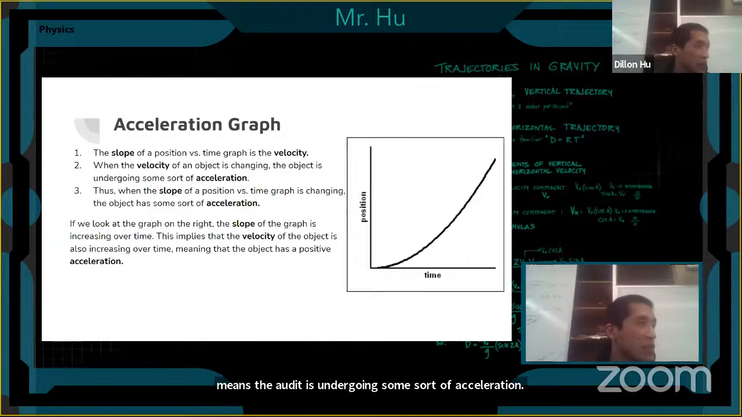So basically, velocity tells us how fast we are going in a certain direction. So if that changes, then the object has to be accelerating, undergoing some sort of acceleration.